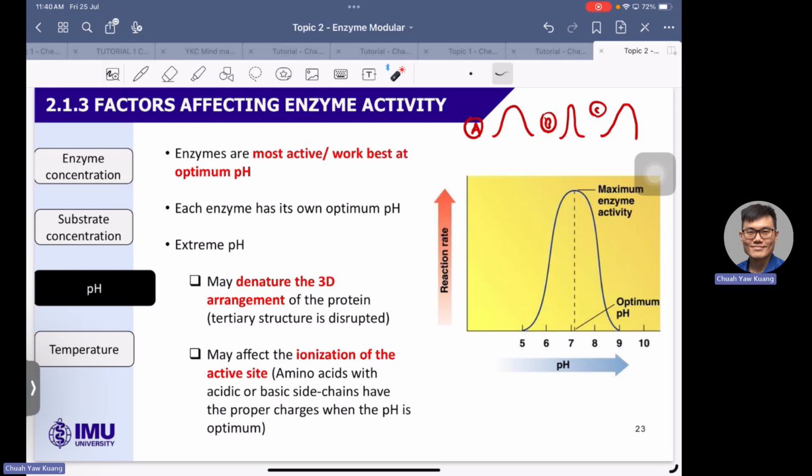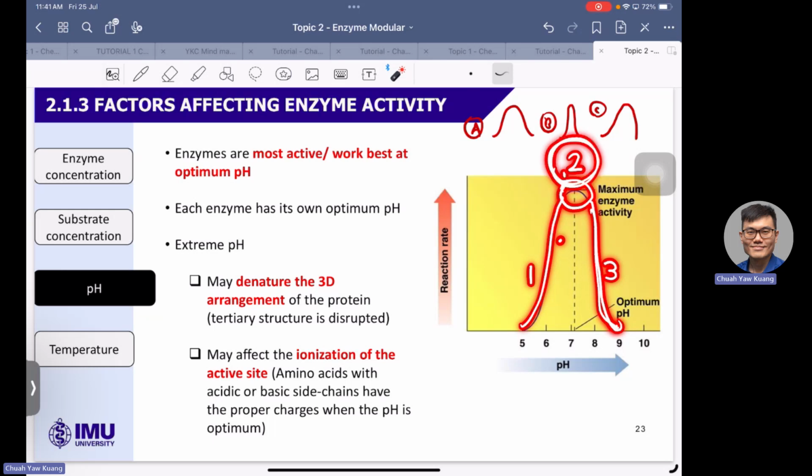Then next, how are you going to explain the graph? Normally we will explain 1, which is basically here to here, then 2 is basically the optimum, and then 3 is from here to here. So normally we will explain the optimum pH first.